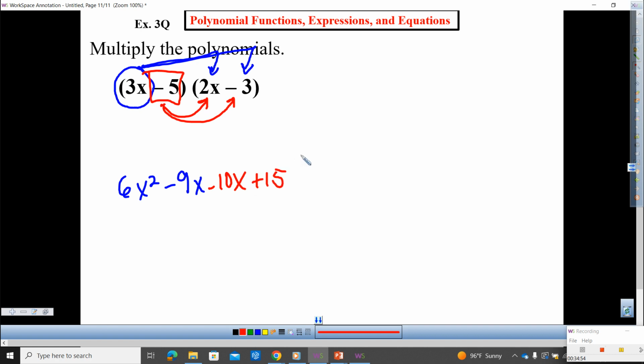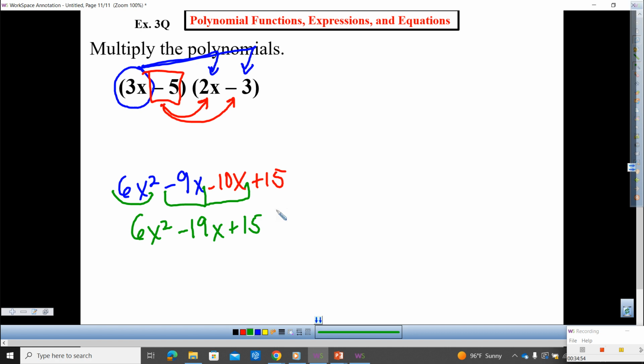Are we done with multiplication? Yes. What's next? Add or subtract. All right. Is there another x squared, everyone? No, so bring that down. Is there another x? Yes, right here. So what is negative 10 and negative 9, everyone? Negative 19. You combine them and bring down the 15. Hands if you got that by yourself. All right. But some of you are used to that one.